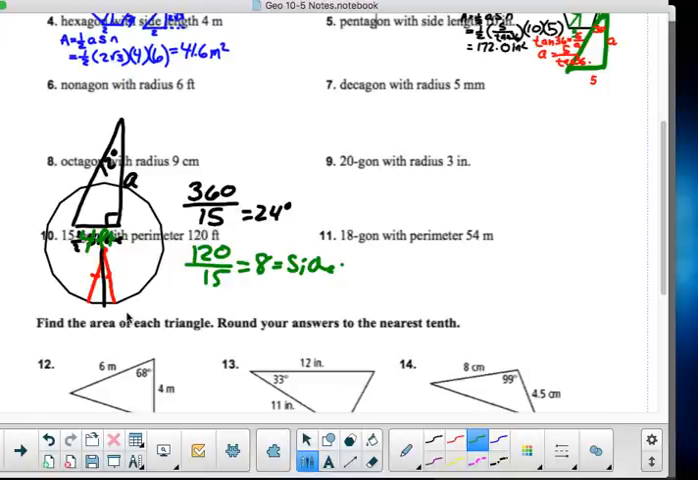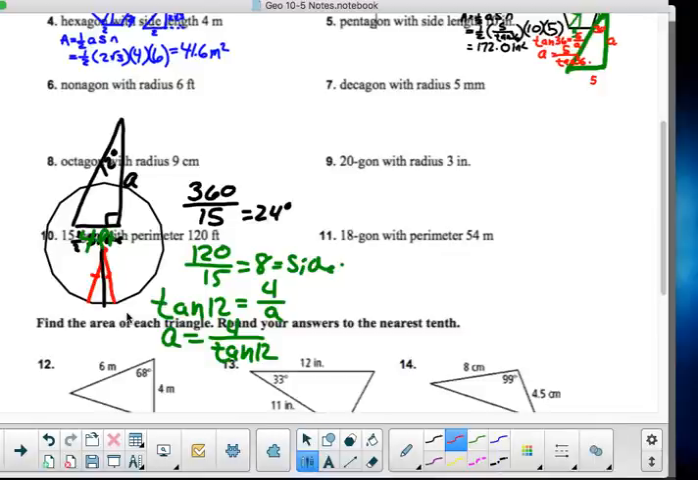Now, I am looking for apothem. And according to the 12 degrees, 4 is opposite, apothem is adjacent, so I'm doing tangent again. So I've got tangent of 12 degrees is equal to 4 over A. And A is equal to 4 divided by tangent of 12. Now, I have my A. Well, if I have an A, I can find other stuff here. Because all I need now is to keep in mind, since I was given perimeter, perimeter is the side length times the number of sides.